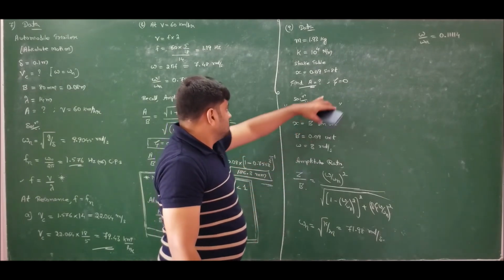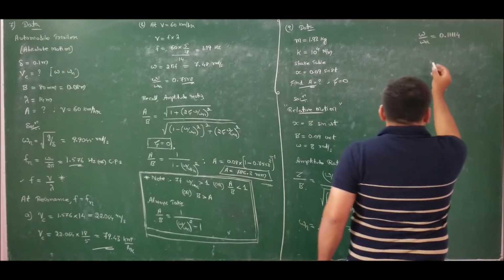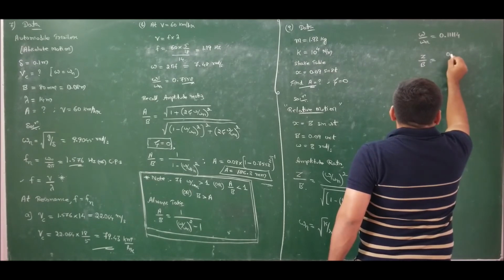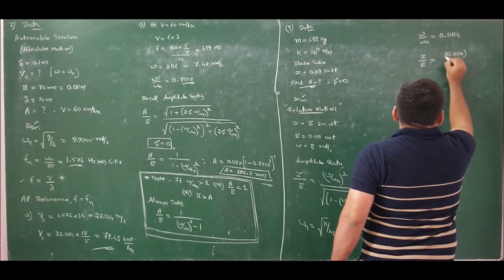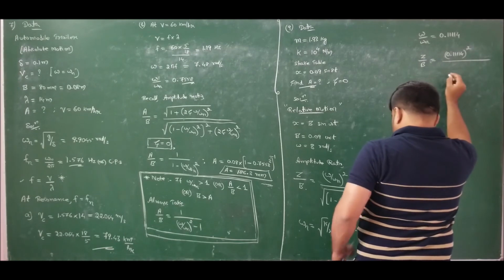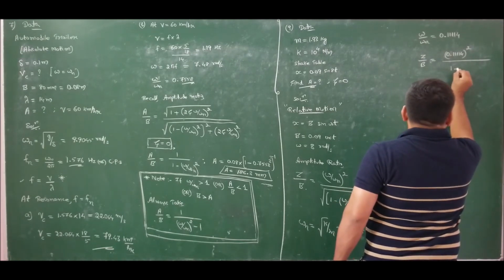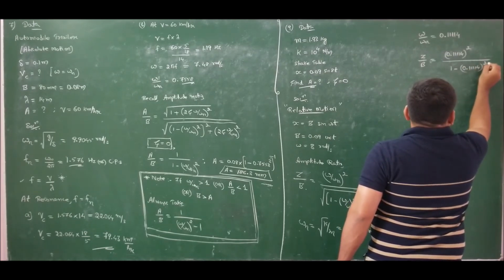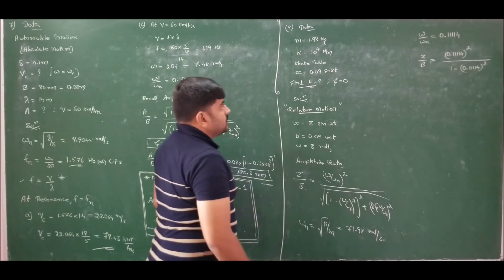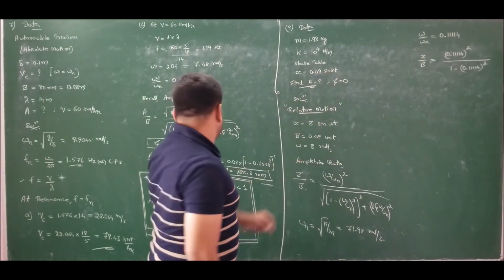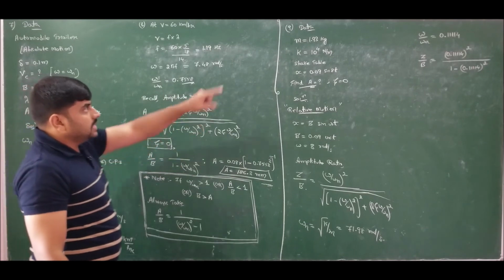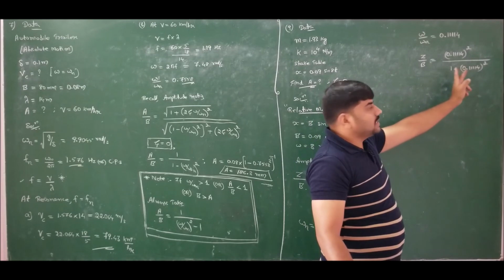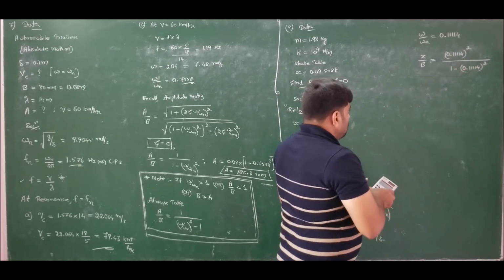Now zeta is 0, so the equation boils down to z by b is equal to 0.11114 square divided by 1 minus 0.11114 square, as the square and square root get cancelled. If you carefully observe, omega by omega n is not greater than 1, so the equation itself holds good. No need to interchange the terms. No worries.